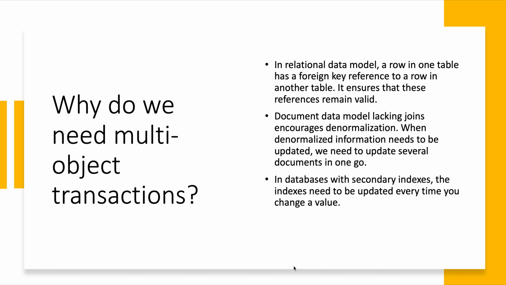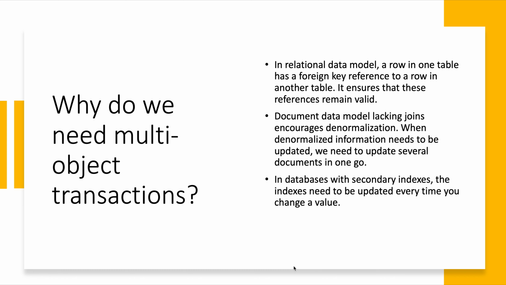The first case is, in a relational data model, a row in one table has a foreign key reference to a row in another table. Multi-object transactions allow us to ensure that these references remain valid when we are inserting data into the database. The second point is, in a document data model, the fields that need to be updated together are often within the same document.